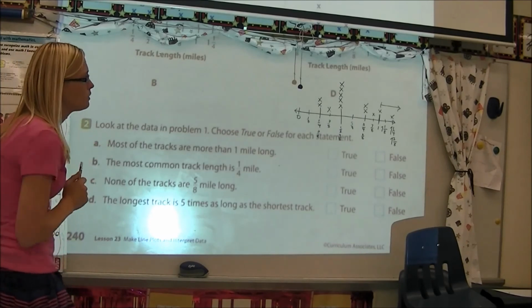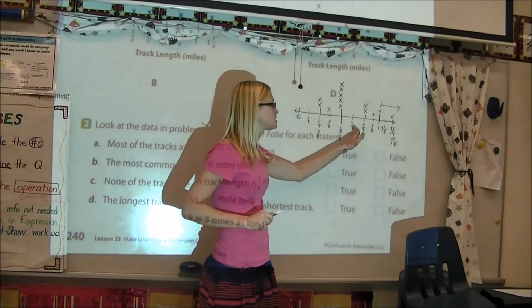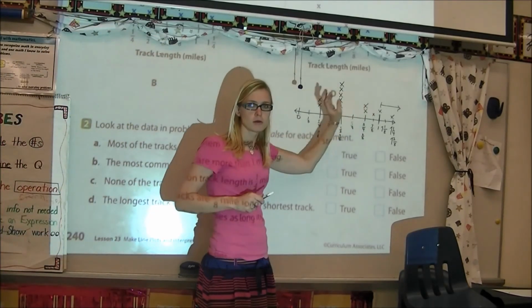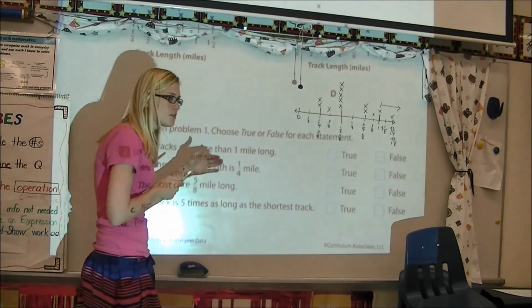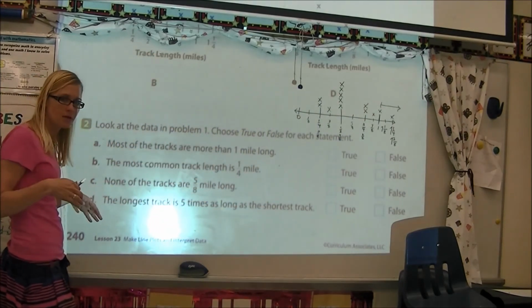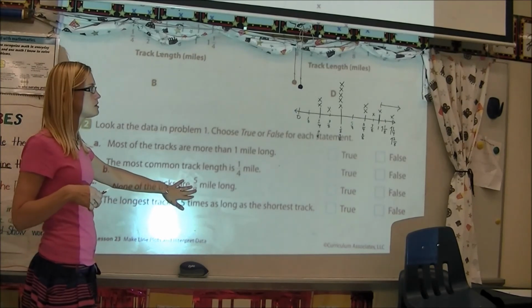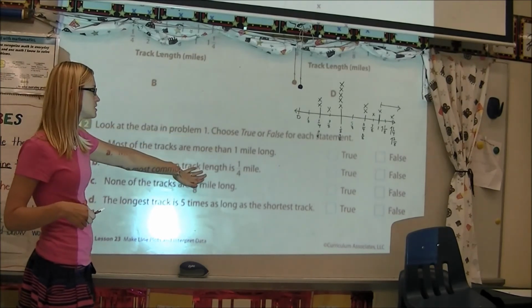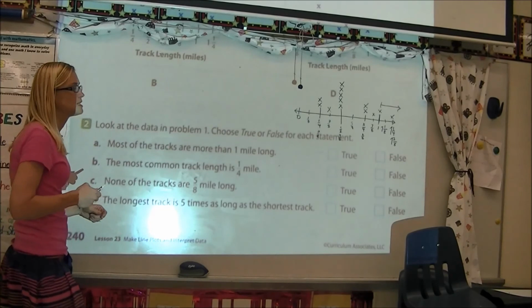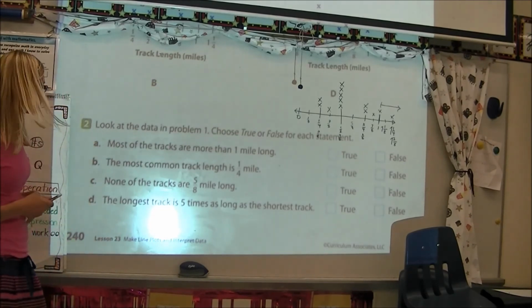Right, it's true. When I look at my line plot, I'm at the 5/8. Do I see any there? No. So is my statement correct? None of them are? Good, my statement is correct. None of them are 5/8 miles long since I have nothing representing the 5/8. Statement C is true.